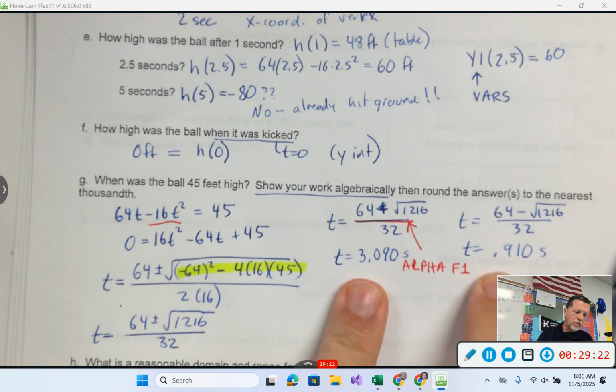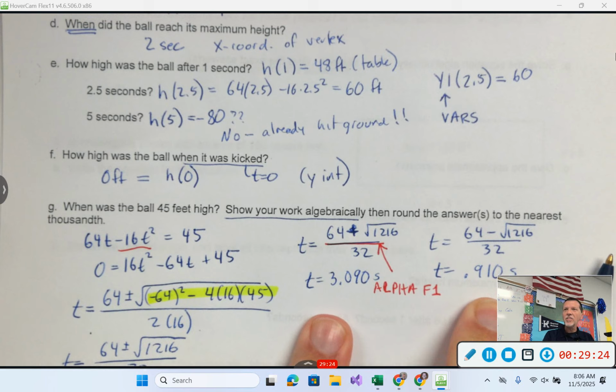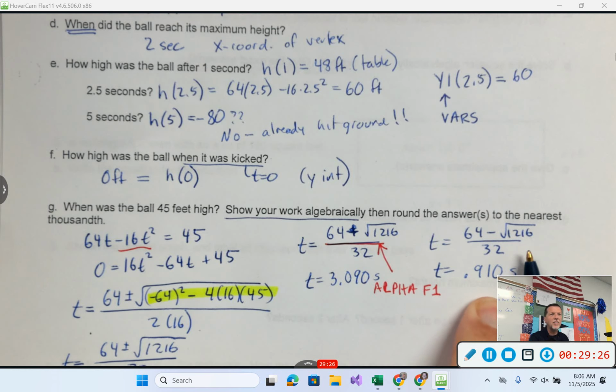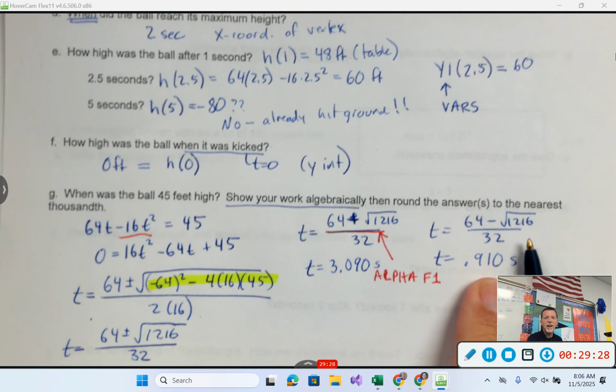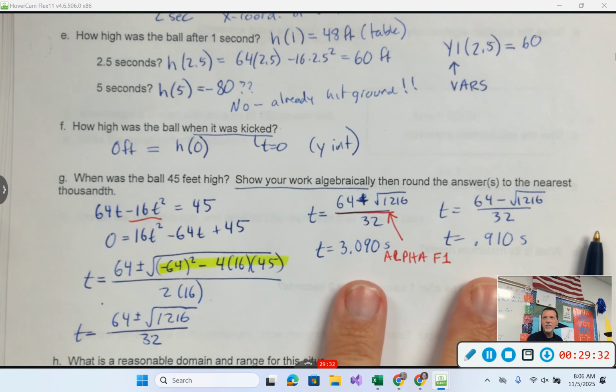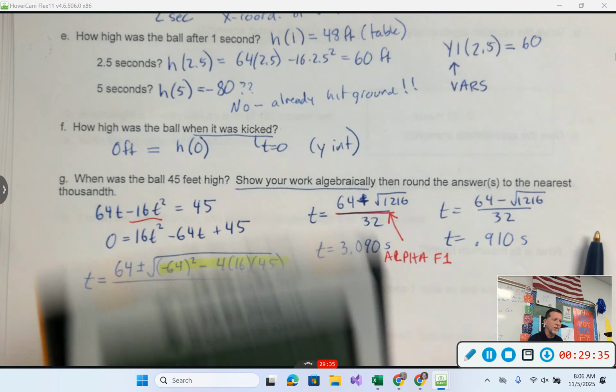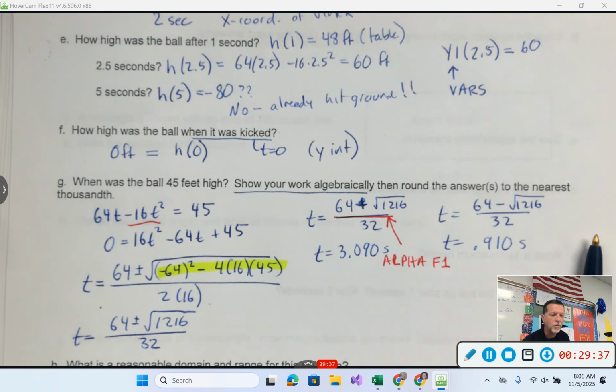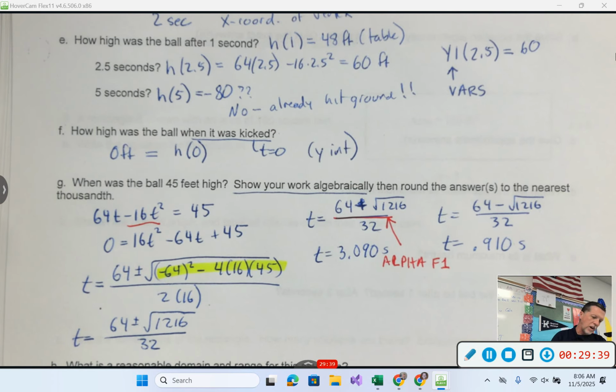Okay, so I got my 2 times. They both make sense. Nothing's crazy. I don't have a time that's negative or a time that's like after it hit the ground. Again, make sense of what your calculator gives you. Don't just say, well, the calculator said it, so it's got to be right. Like, no, use your brain in addition to your calculator.